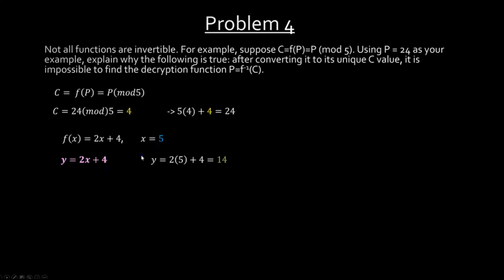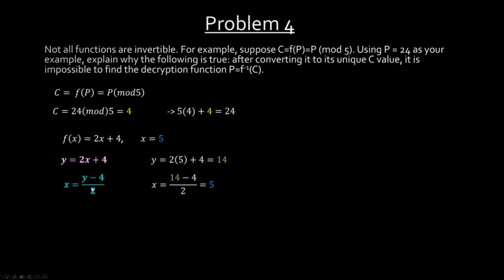Now suppose we don't know that x equals 5, but we still have this function, and we know that y equals 14. To figure out x, we just solve for x, which gives us y minus 4 over 2. And we know that y is 14, so if we plug that in, we see 14 minus 4 over 2 equals 5. And that's the x we knew to begin with. So we can see here both functions: here's f and here's the inverse of f.